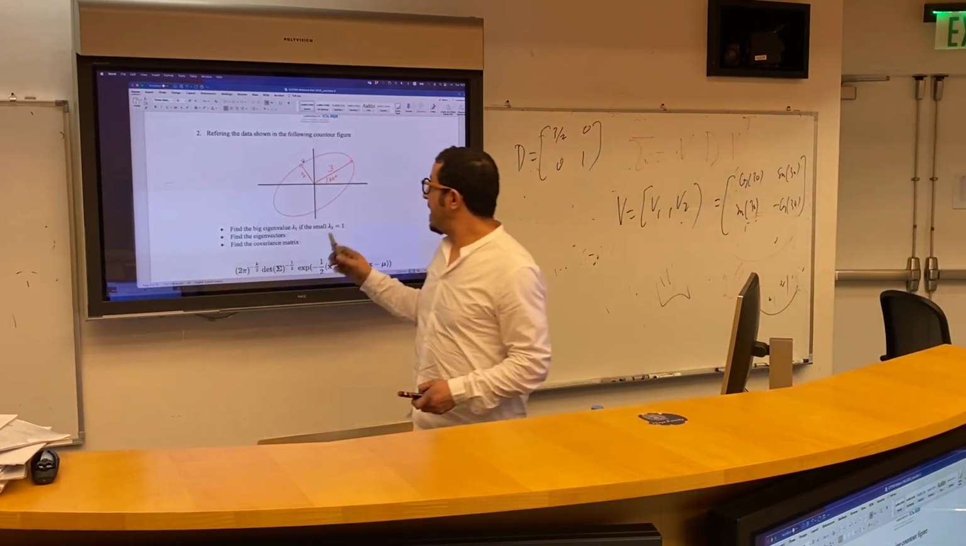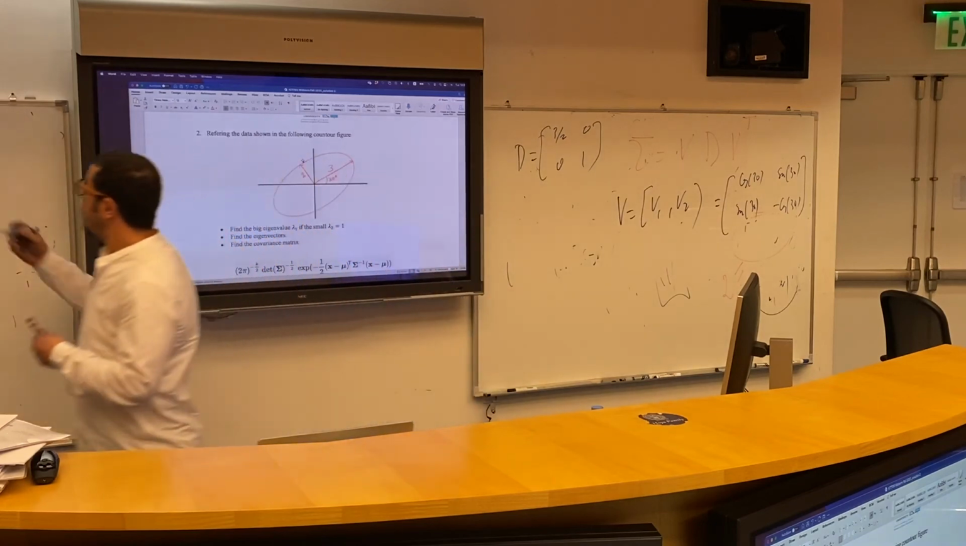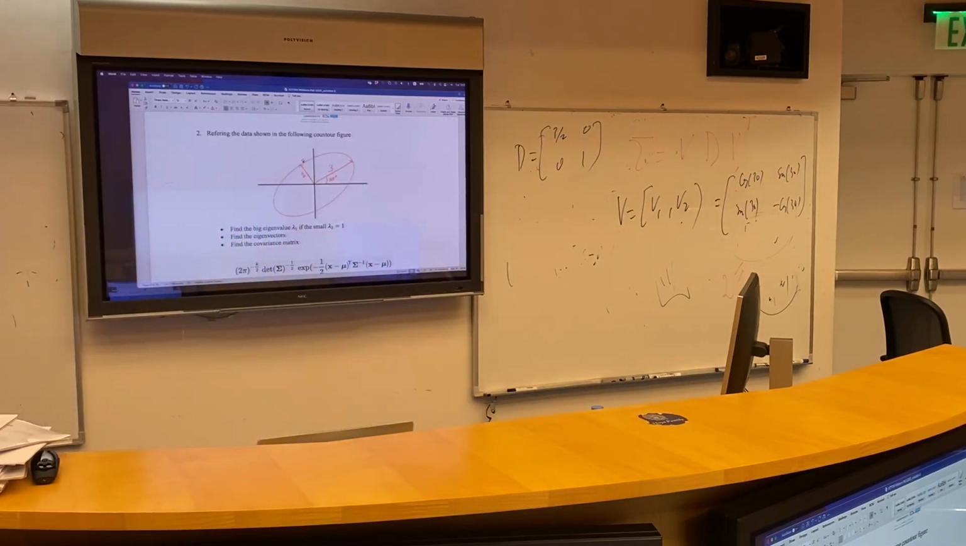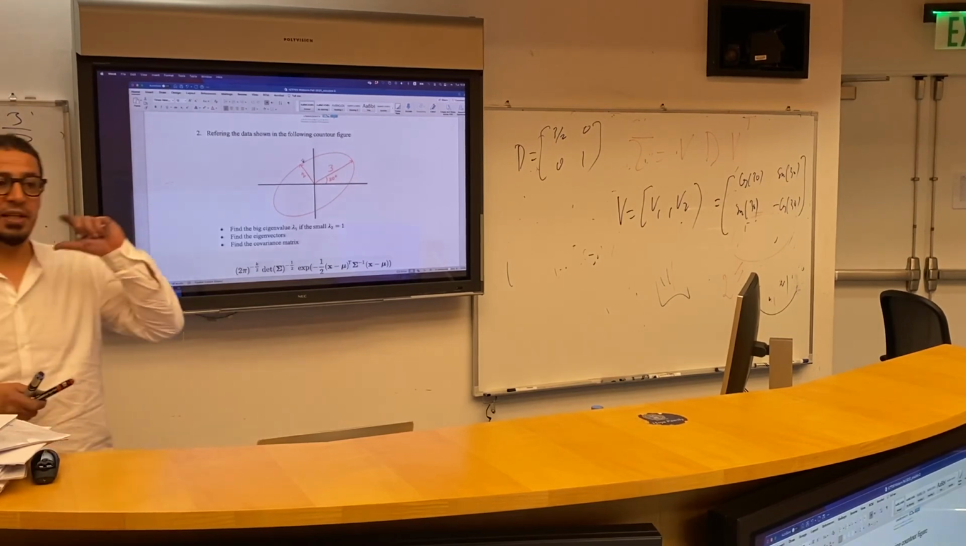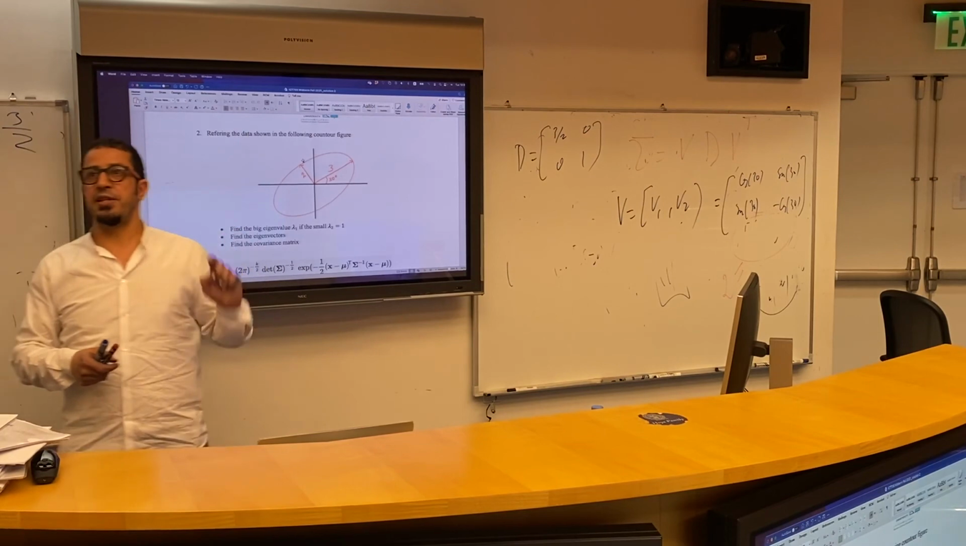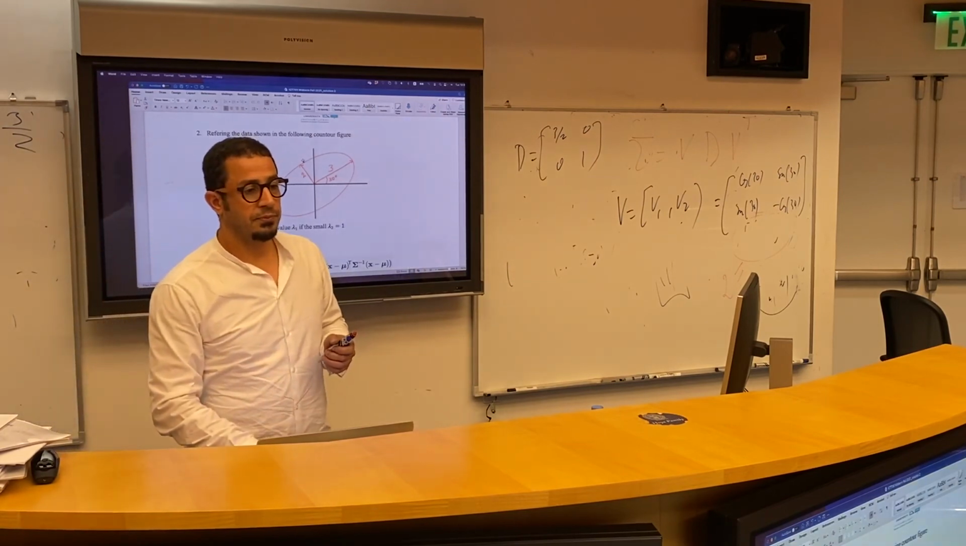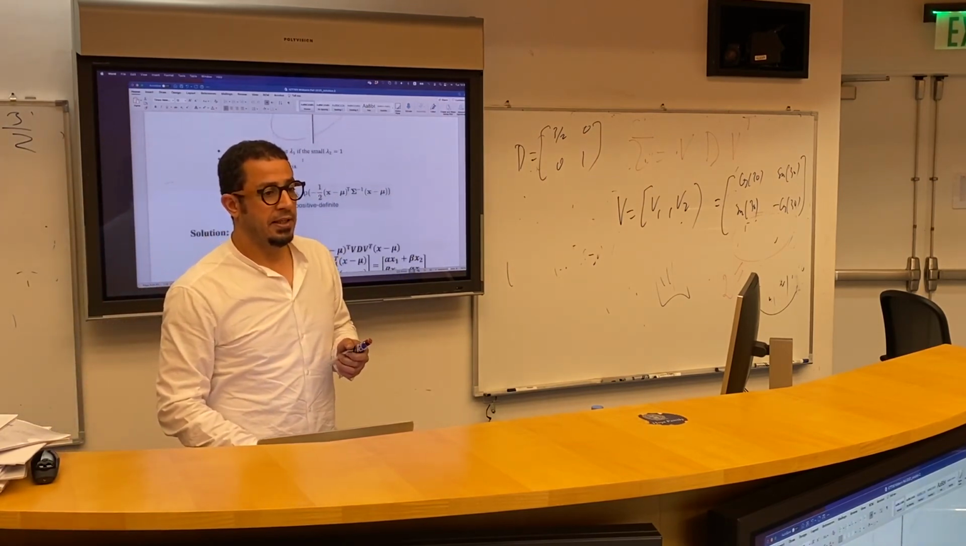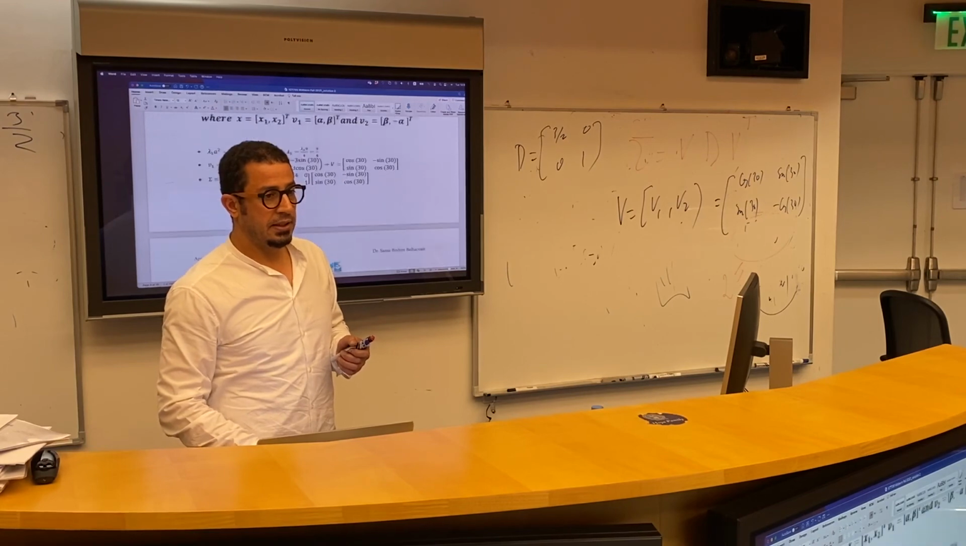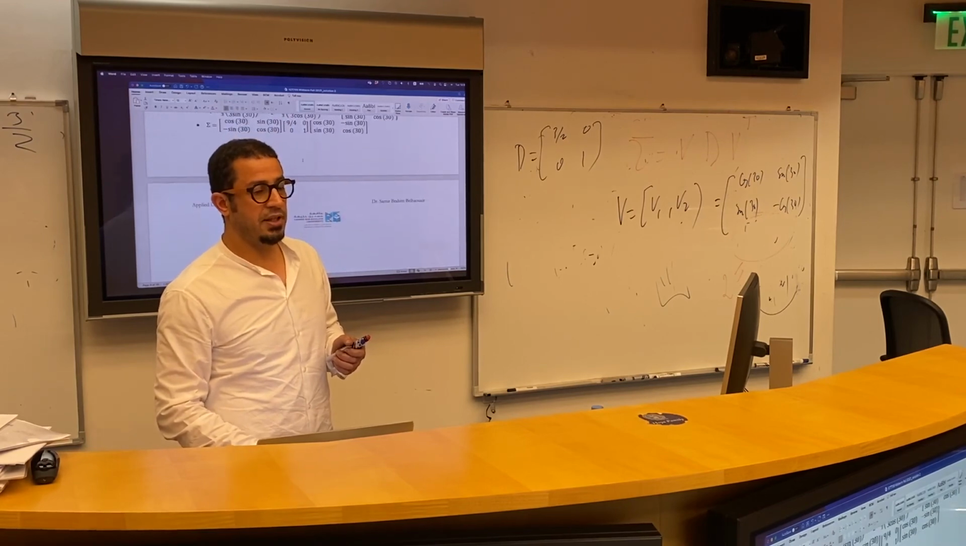You look at the biggest lambda over the minimum lambda. It goes to 3 out of 2, the ratio, because it is the biggest radius over the smallest radius.